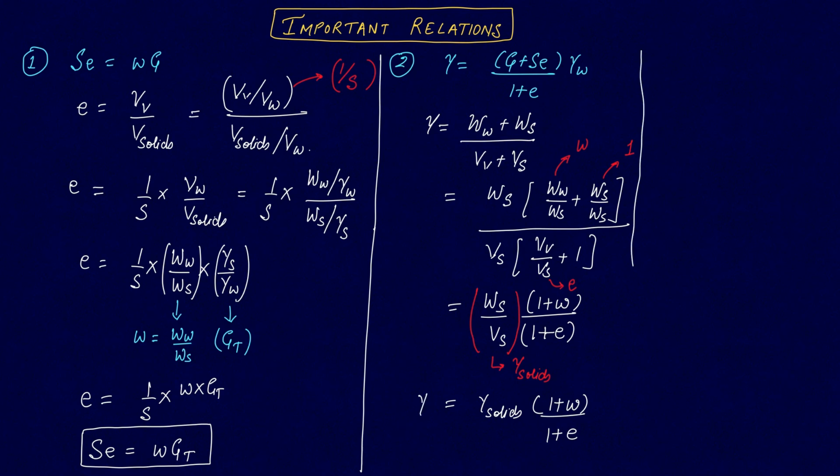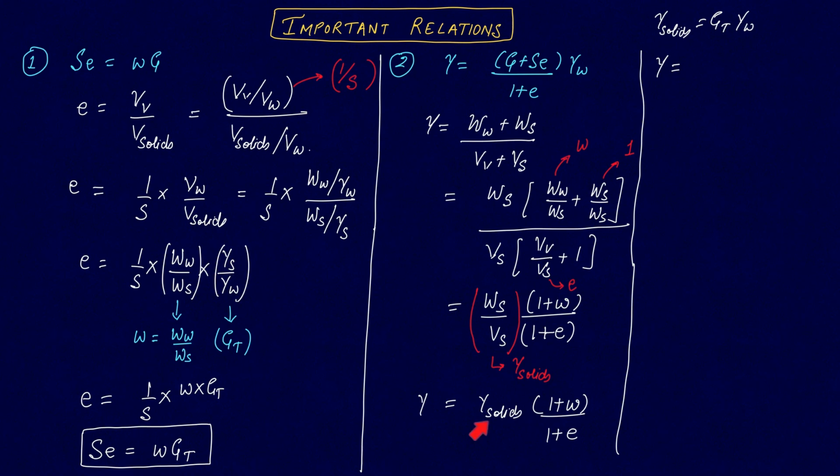Now gamma of solids is equal to Gt times gamma w. How did I get this? Gt is equal to gamma s divided by gamma w. So gamma of solids can also be written as gamma w times Gt.